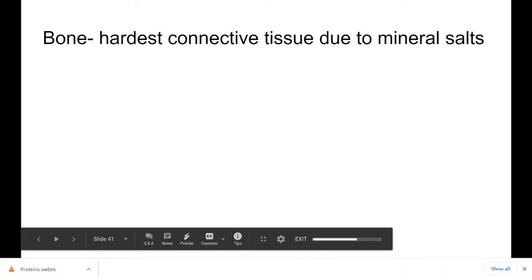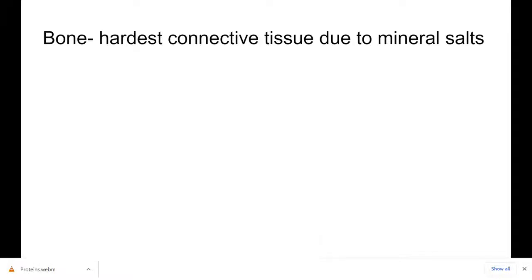Okay, our next type of tissue. In my previous video, I did a series of fibrous connective tissues. So now we're moving into a little bit more diverse type of connective tissues. This video will focus on bones, cartilage, and blood. Okay, so starting off with bones.